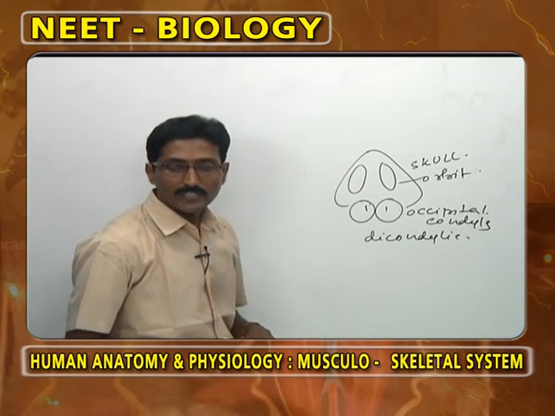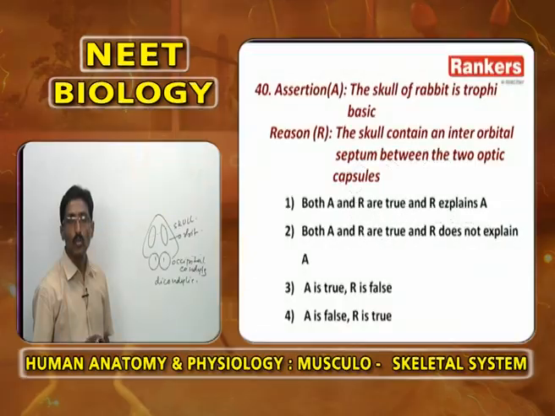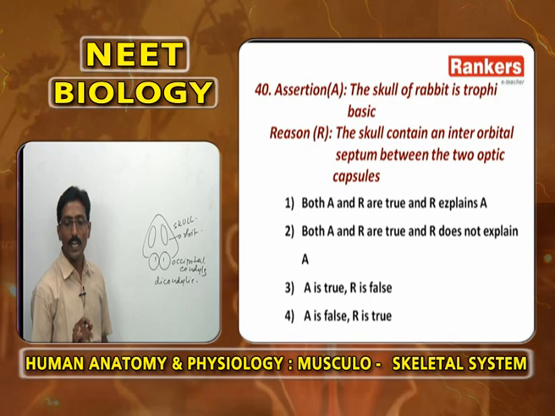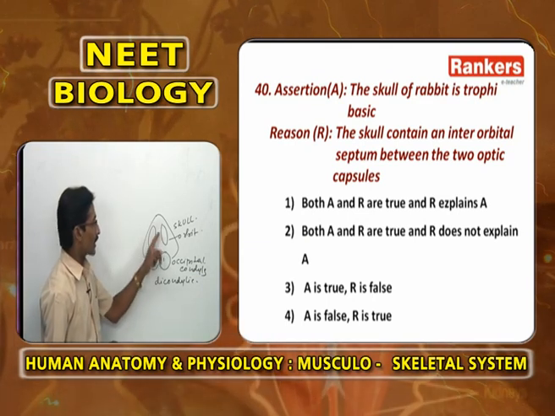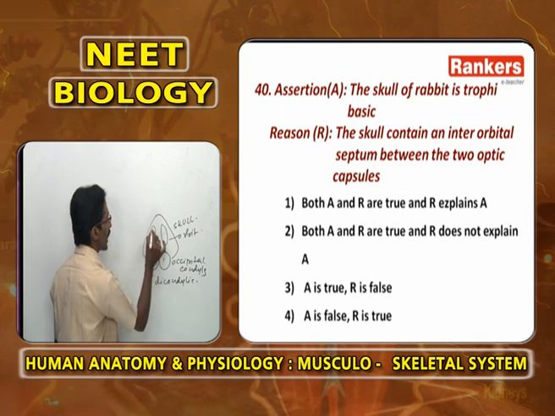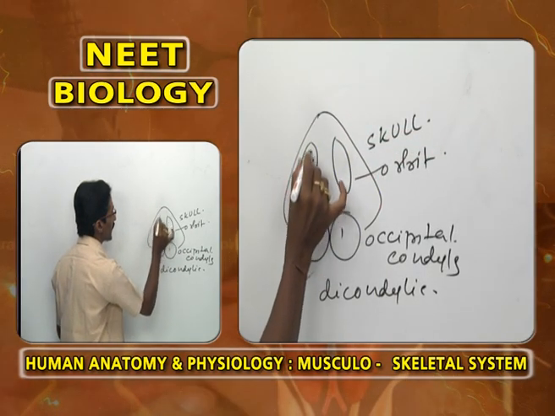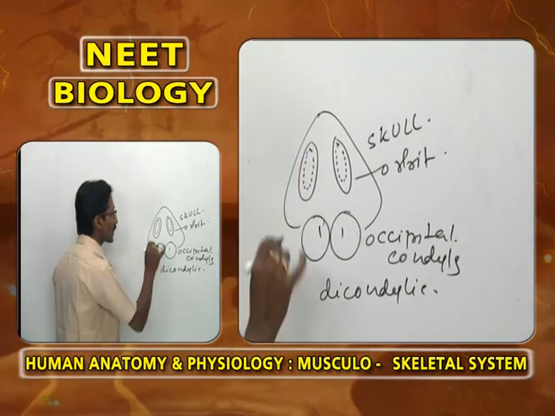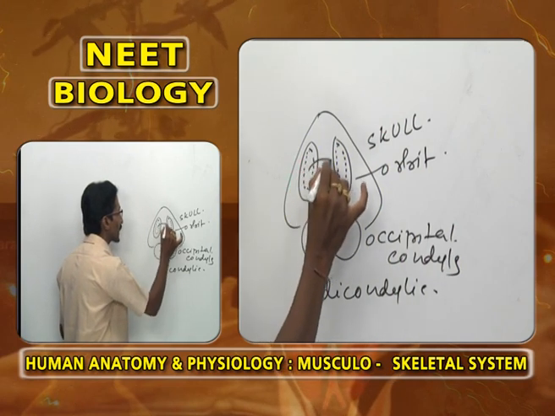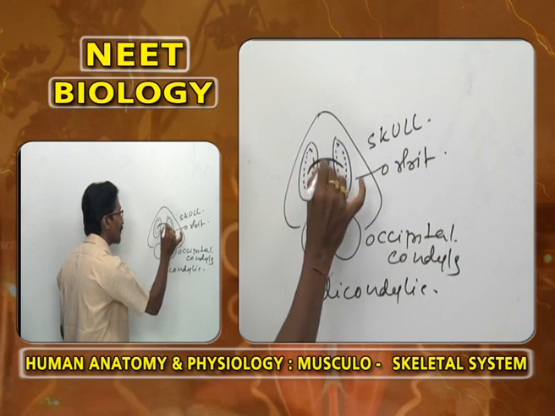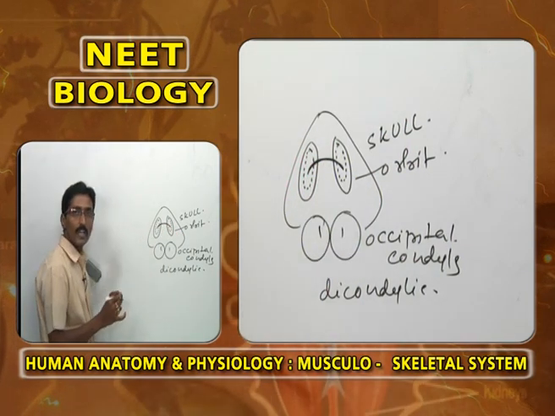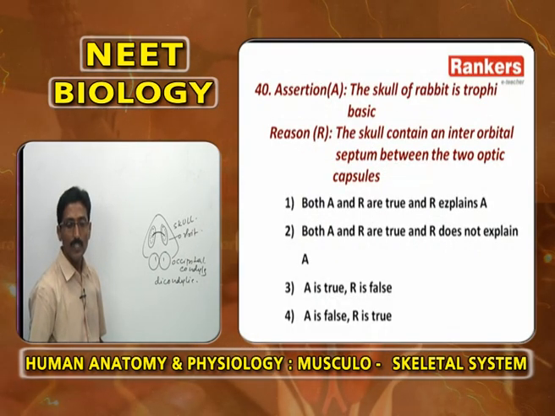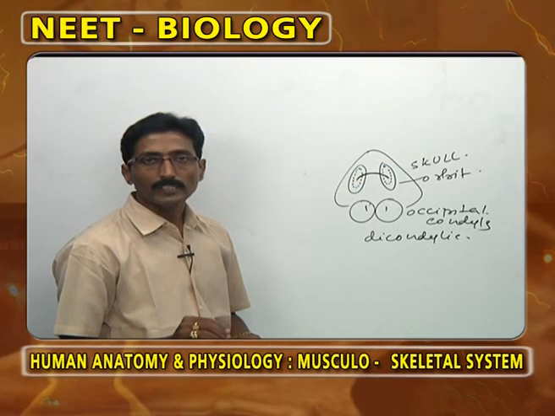Now here what is the assertion? The skull of rabbit is tropibasic. Reason: the skull contains an interorbital septum between optic capsules. Now this is the orbit. In the orbit the optic capsule is present. The dotted line indicates the optic capsule. The optic capsules are connected by the interorbital septum. So the skull we call tropibasic skull. We have to discuss the remaining in the next class.